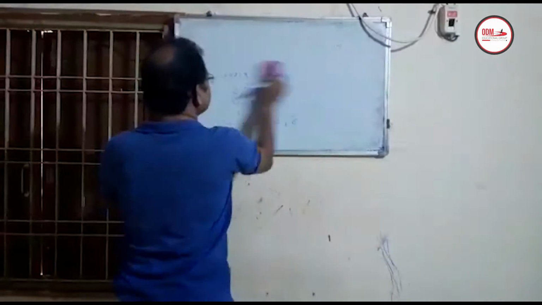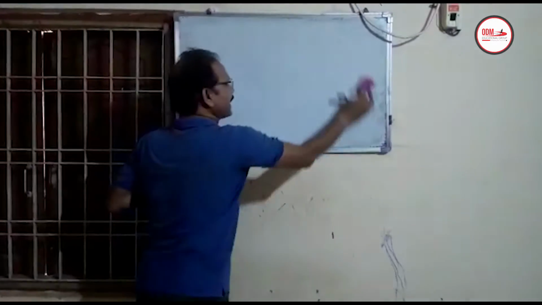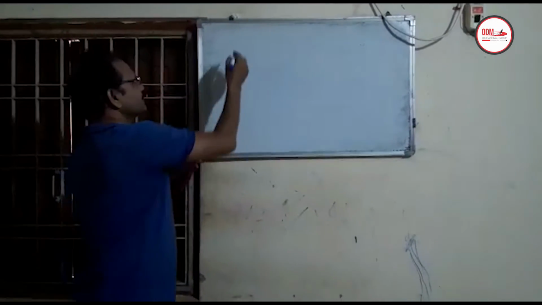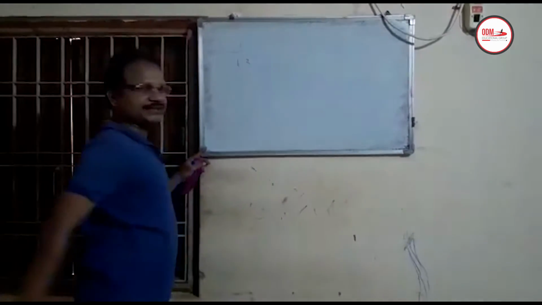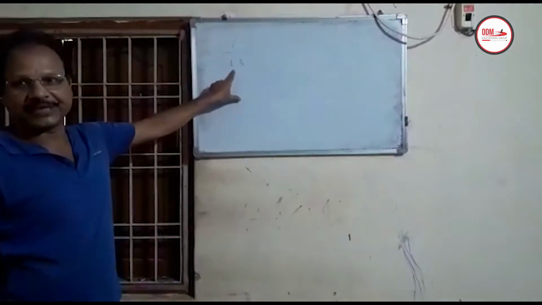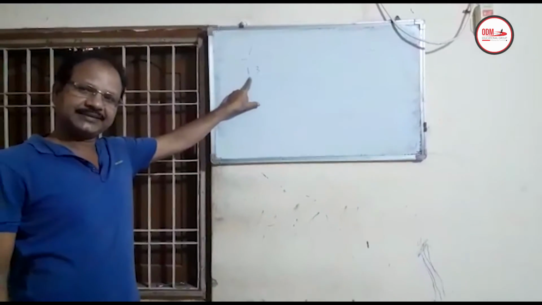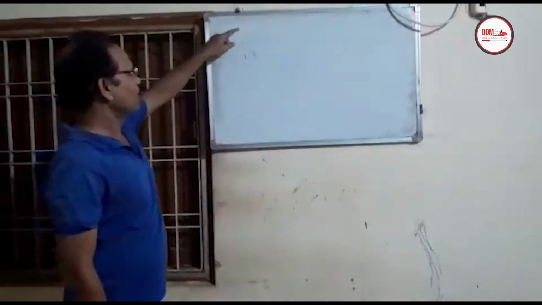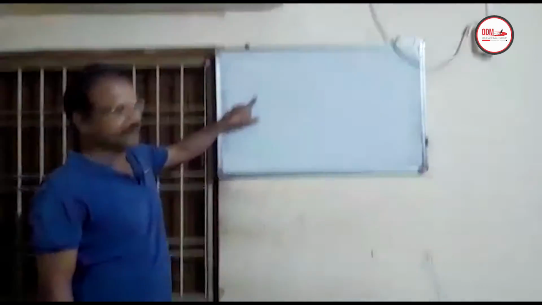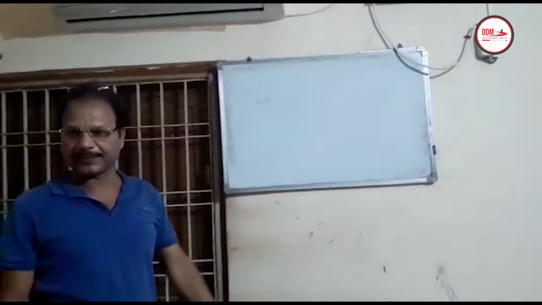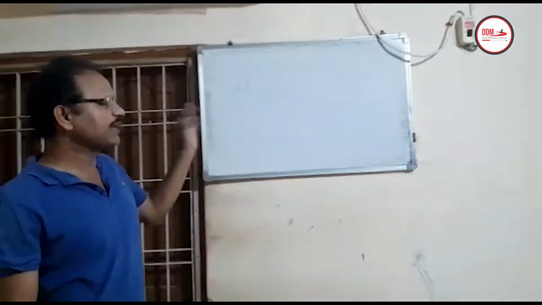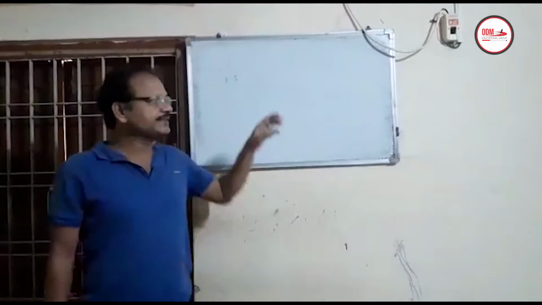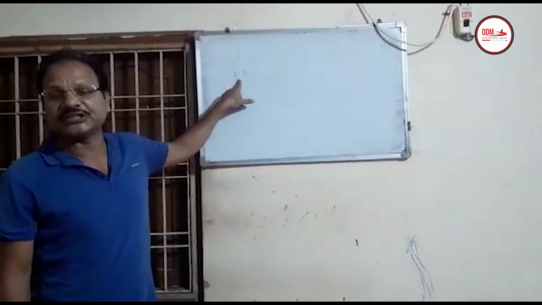Now, suppose a question is given: 1 by root 3, and I tell you to rationalize the denominator. Can you rationalize? See how to rationalize. 1 by root 3. The denominator is root 3. It is an irrational number. We shall make it rational. In which way can we make it rational? We have to see what its rationalizing factor is.